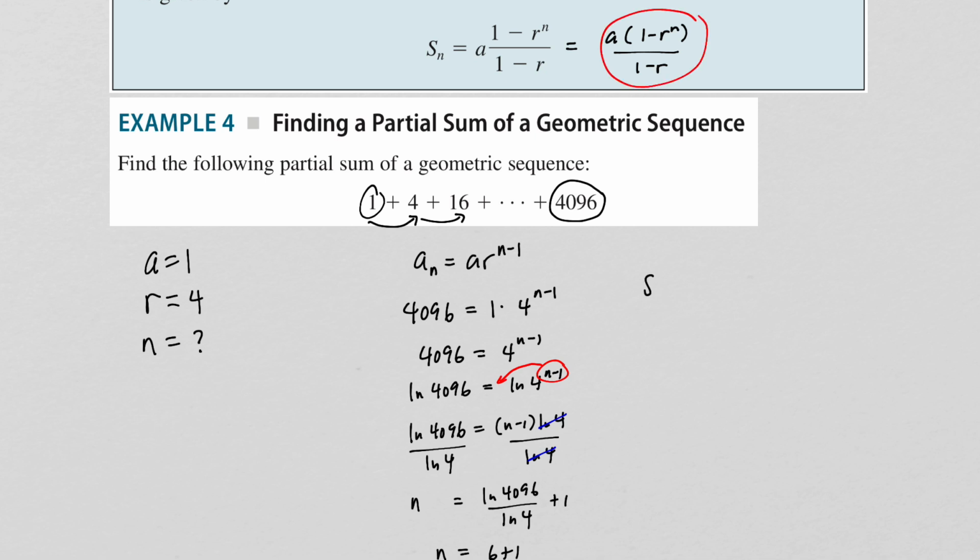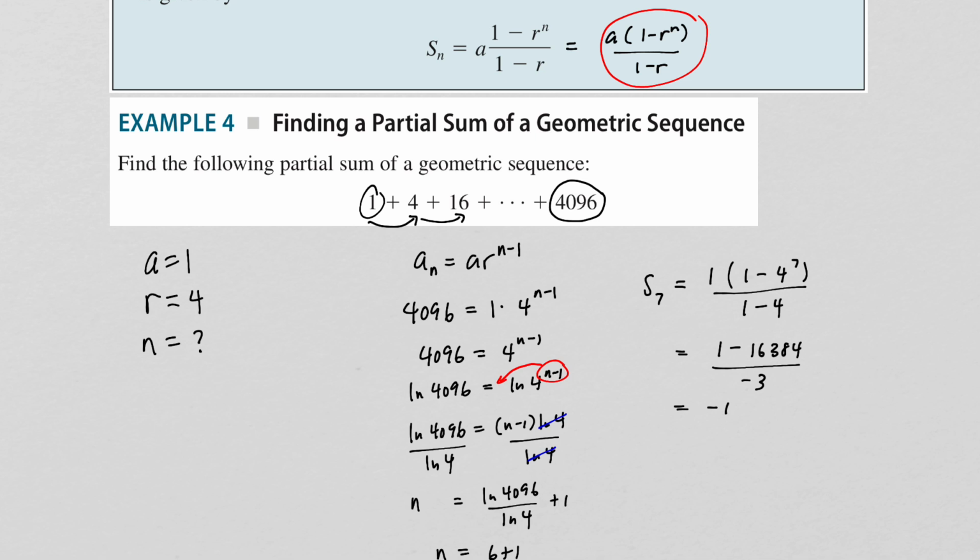So we have the sum of the first 7 terms here is going to be equal to a, which is 1, times 1 minus r, which is 4, to the n, which is 7, divided by 1 minus 4. This is going to be 1 minus 4 to the 7th power. So, of course, 4 to the 7th power is 16,384, and that's divided by negative 3.